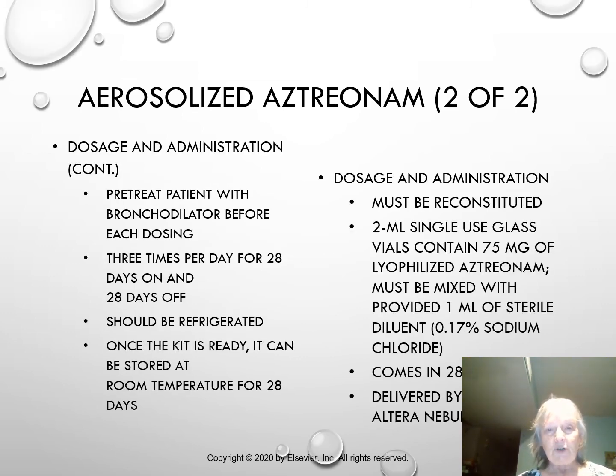So you still have to pre-treat this patient to prevent the bronchoconstriction, 3 times a day for 28 days on and off. Should be refrigerated. Once the kit is ready, it can be stored at room temperature for 28 days. Okay.